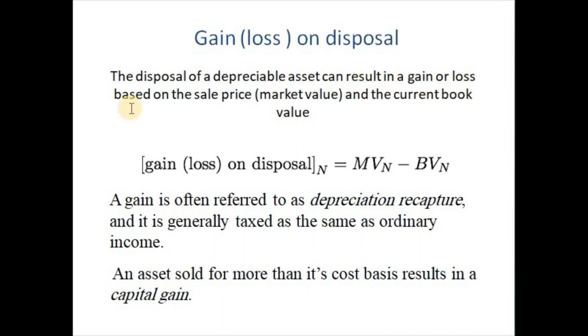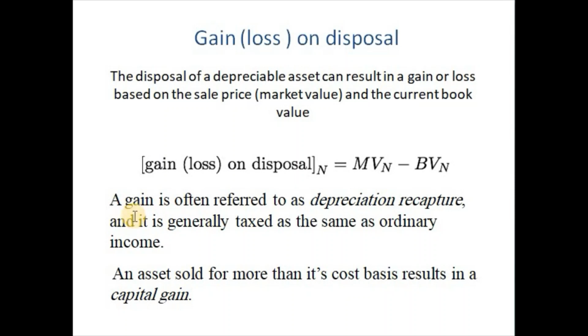According to what? This is based on the market value of the asset. How much will I get at the market? What will be the sale price? And the current book value. So we have an equation for the gain or the loss at disposal. It is the market value at the same year, minus the book value at the same year end.